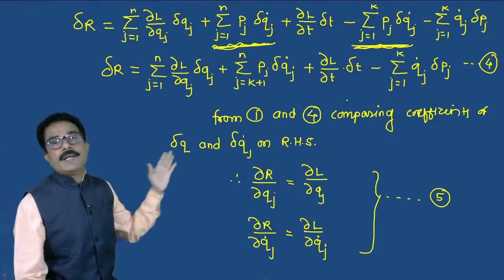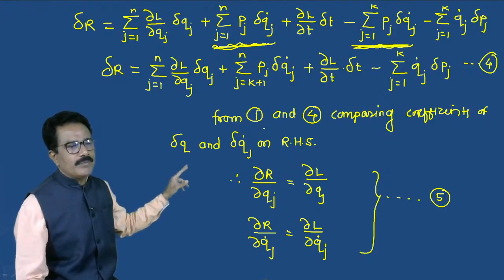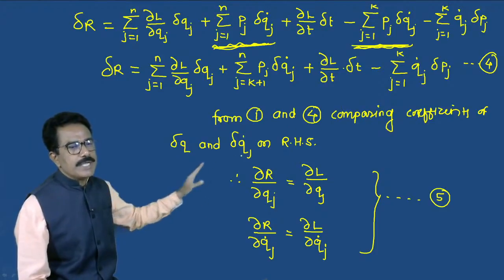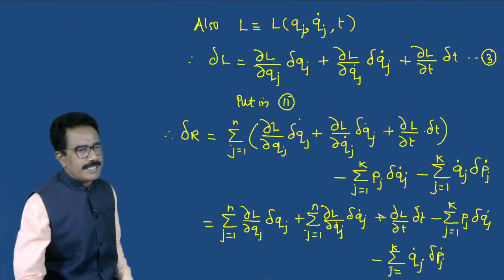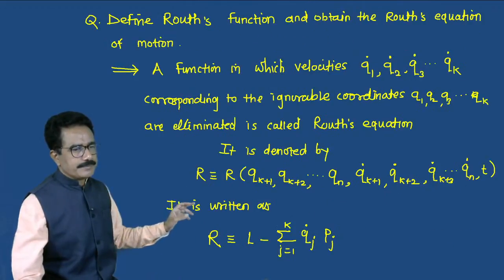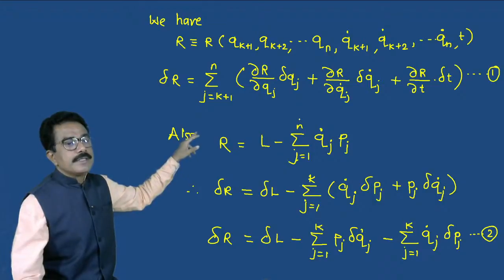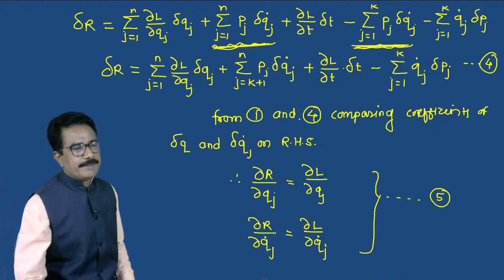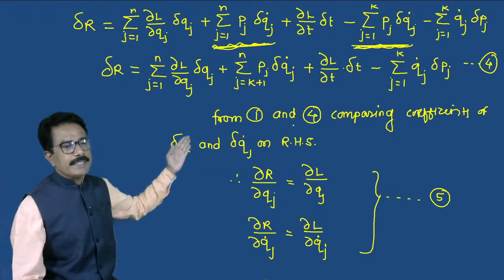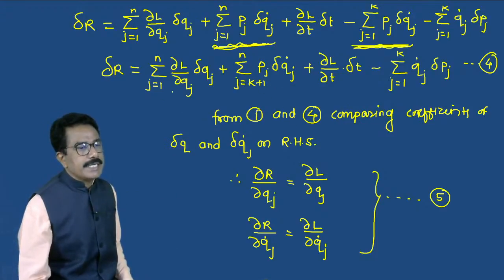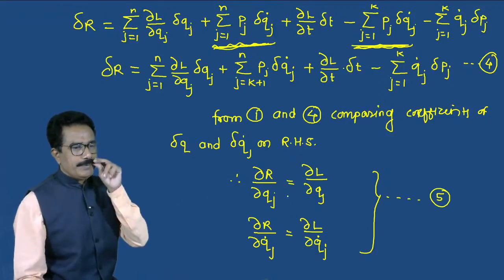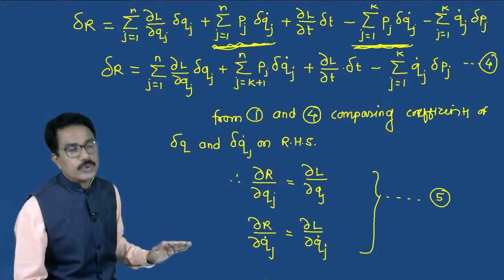So remaining term as it is. Now from 1 and 4, comparing the coefficients of delta Qj and delta Qj dot, we get ∂R̄/∂Qj which is equal to ∂L/∂Qj.